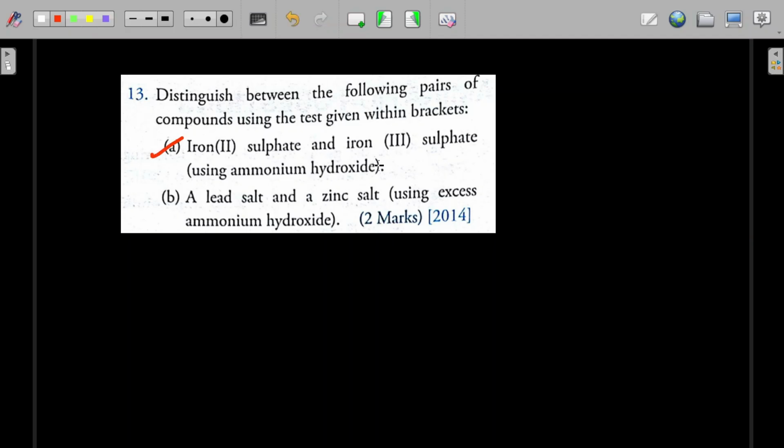Iron 2 sulfate, iron 3 sulfate: dirty green, reddish brown. Lead salt, zinc salt with excess of ammonium hydroxide. Zinc salt initially forms a gelatinous white precipitate which dissolves in excess of the reagent. Lead salt also forms a white precipitate, but it remains insoluble in excess of ammonium hydroxide.